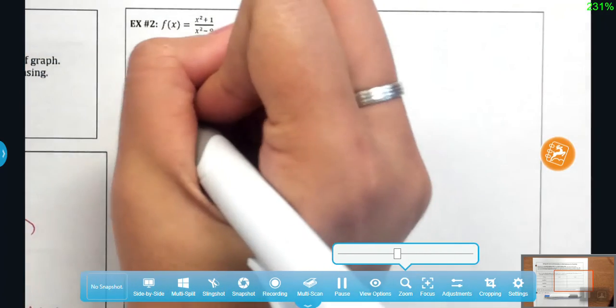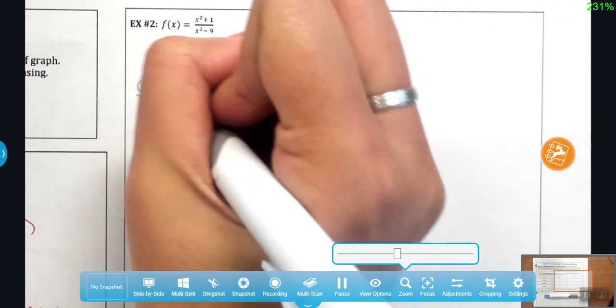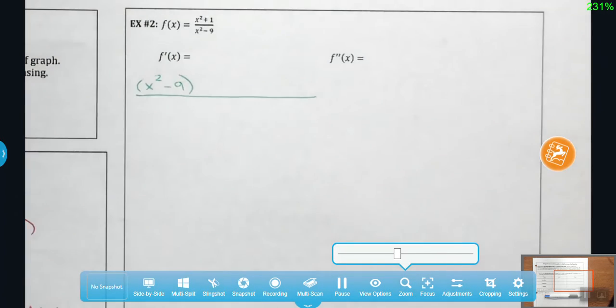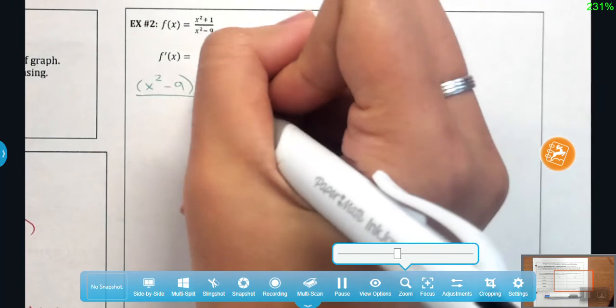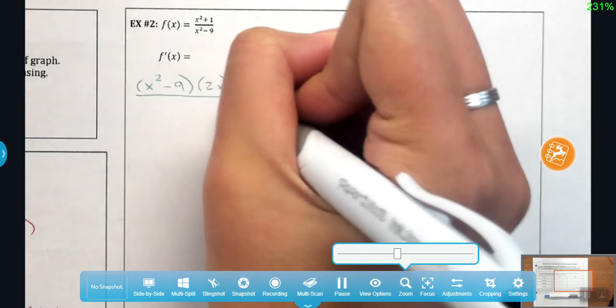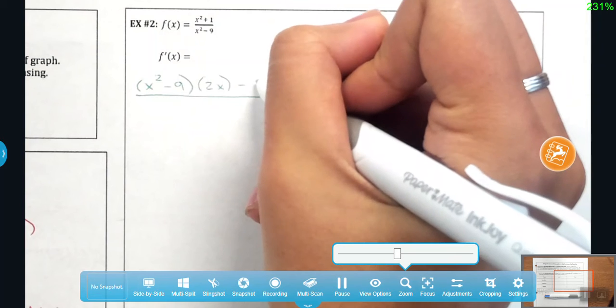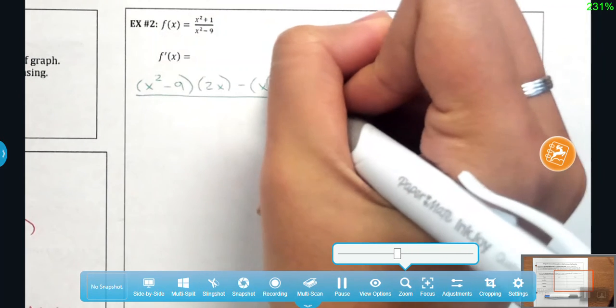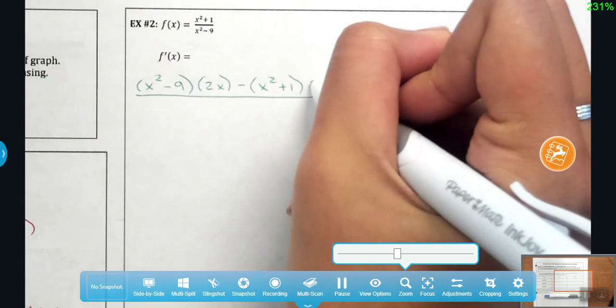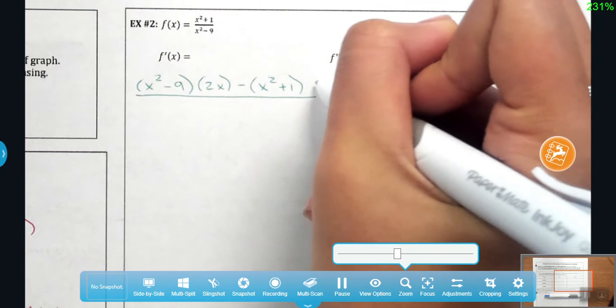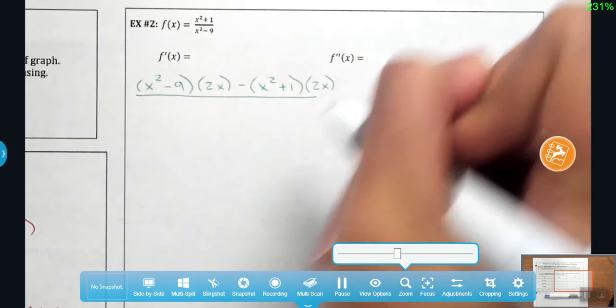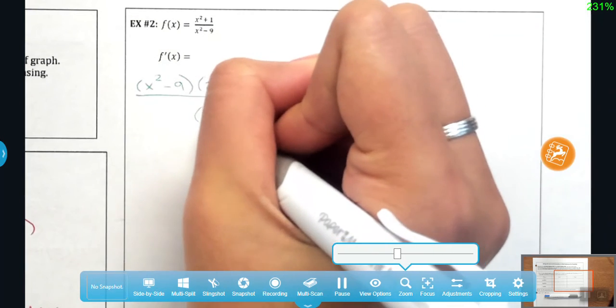Start with the bottom. Bottom times the derivative of the top, minus the top times the derivative of the bottom, all over bottom squared.